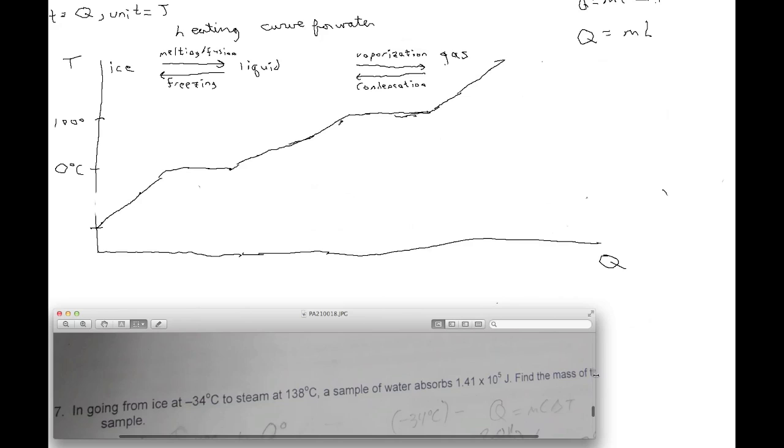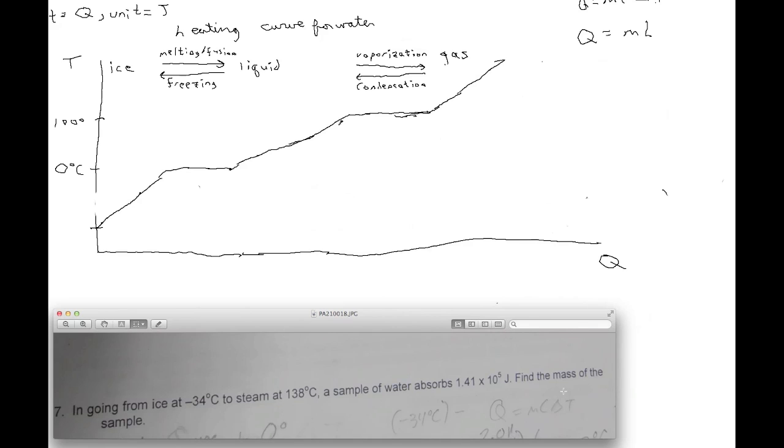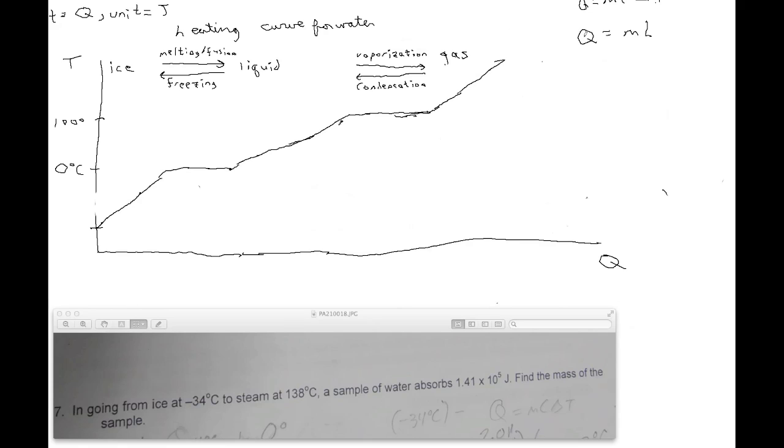Let's try number 7. Going from ice at negative 34 to steam at 138, a sample of water absorbed 1.41 times 10 to the 5 joules. Find the mass of the sample. Well, we're looking for m. And we know that we have ice from negative 34, and it's going to gain heat because it's going to 138. So it's going to go from negative 34 to 0 degrees.